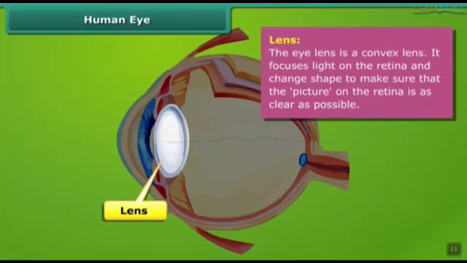Lens. The lens is located behind the pupil of the eye and is transparent, being thicker in the center. It is a convex lens. It forms an inverted real image of the object on the retina. It changes shape to make sure that the picture on the retina is as clear as possible. Its adjustment is similar to the focusing of a photographic camera.